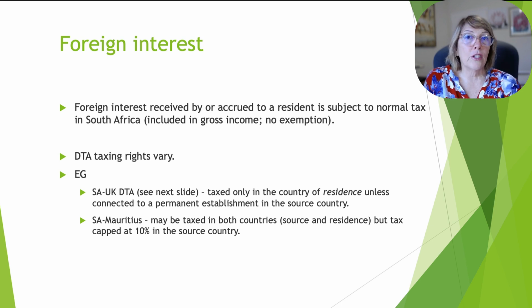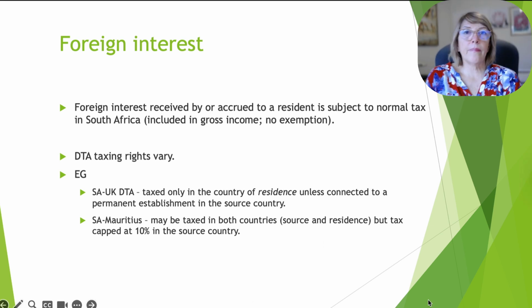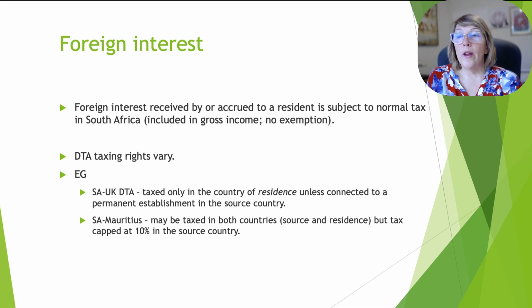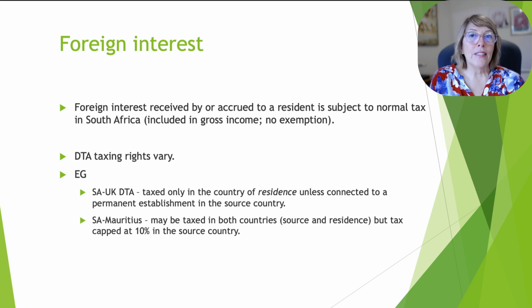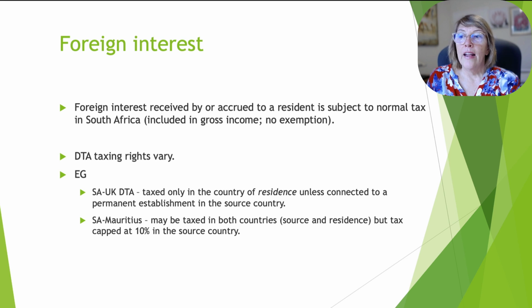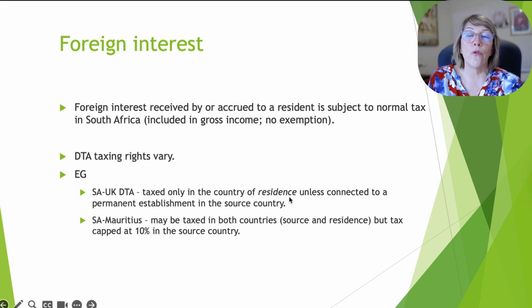Of course, you would have to look at the double tax agreement between South Africa and the country where the interest is arising. The rules do change. For example, if the South African-UK double tax agreement says that when you look at interest, where is interest going to be taxed? Interest arising in one country and the resident is in the other country. So we talk about interest arising in the UK but accruing to a South African tax resident. The double tax agreement says that interest is taxed only in the country of residence.